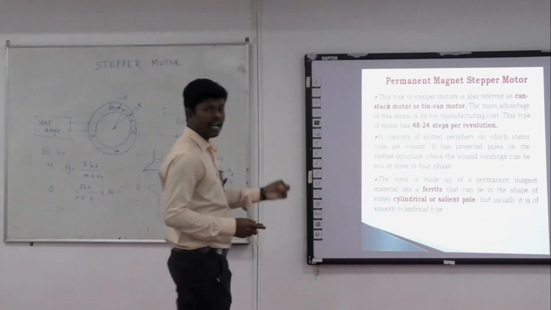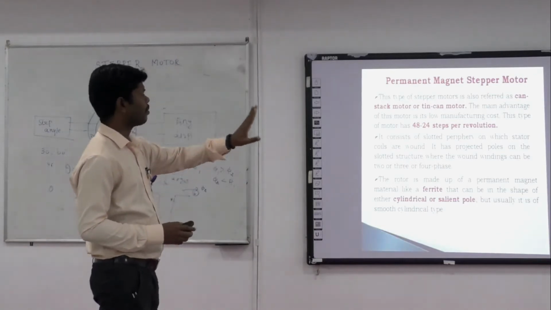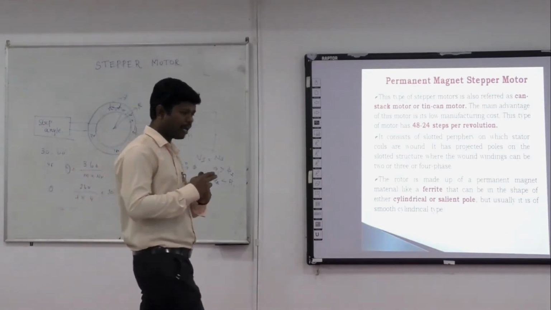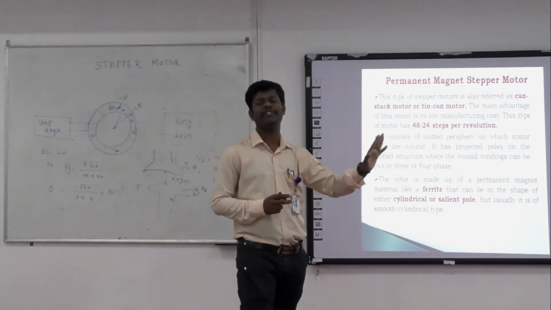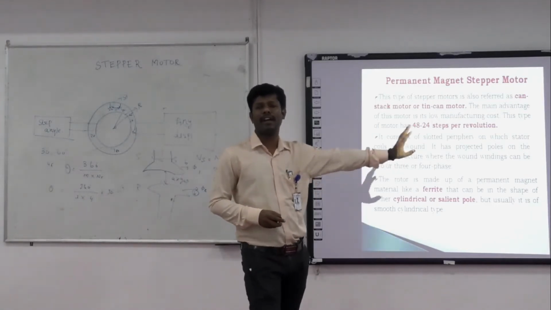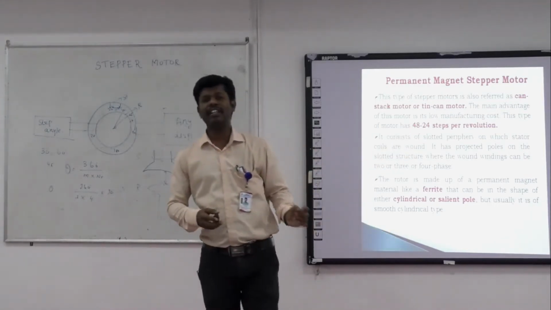The next topic is the permanent magnet stepper motor. What is the difference between permanent magnet and variable reluctance? Only one difference: the rotor is a permanent magnet. Here a cylindrical type rotor is used.